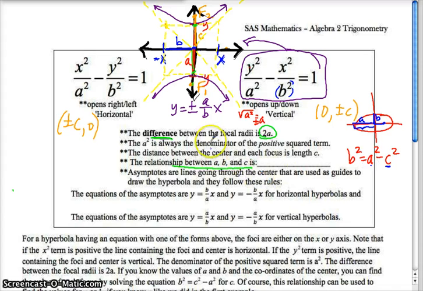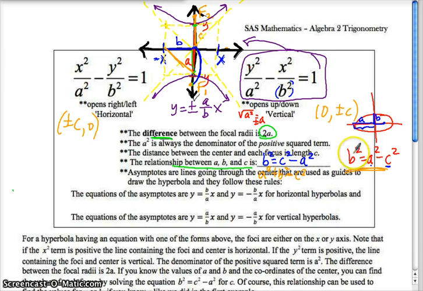But in a hyperbola, c is on the outside. So this distance from here to here is bigger than this distance. So this time we have to reverse the c squared and the a squared. So b squared equals c squared minus a squared. Also, you could just put a diagonal right here: a squared plus b squared equals c squared. There's your Pythagorean theorem, right? We could rearrange that. But that's not true for the ellipse, so be careful.